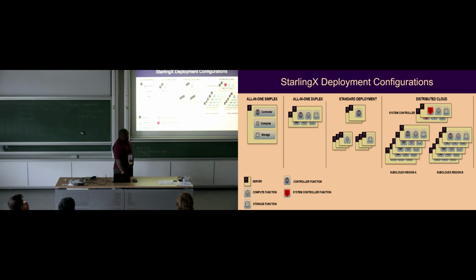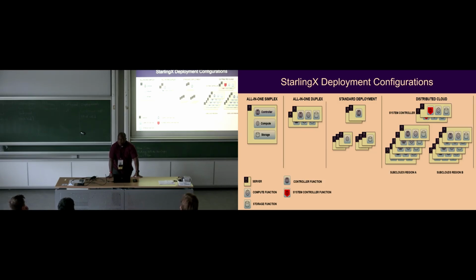on your budget. And what's becoming really popular, but is beyond the scope of this presentation, is distributed cloud, where you have a system controller, and you can have HA on the system controller. Then you can have subclouds in different regions, and I think we've achieved almost 100 subclouds being managed at scale.